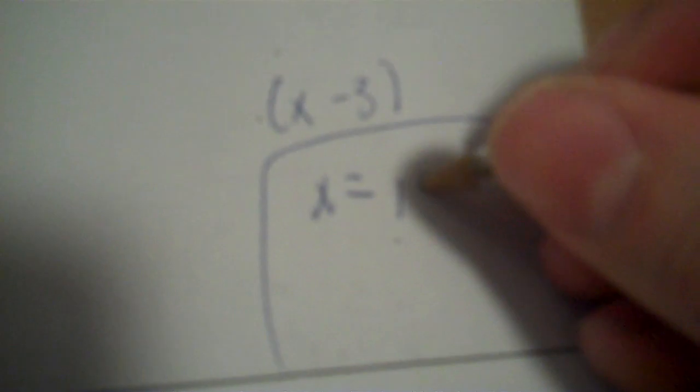Now you solve. You have times 4, negative 12. So you need to add 12 to both sides, and that takes me to 60. And then you divide each side by 4, and that takes you to 15. So there's your answer.